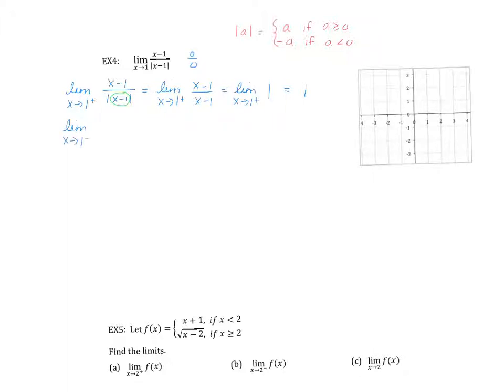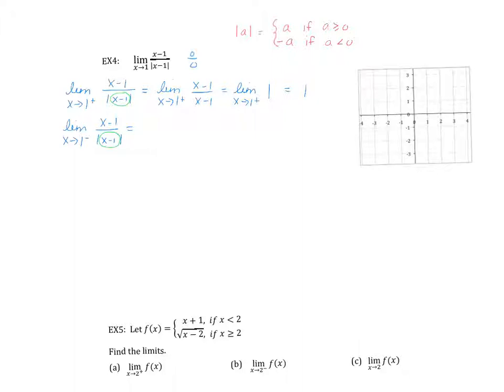So recall previously the limit exists if when you come in from the right and the left you get the same number. So let's see if I get 1. So it's x minus 1 over the absolute value of x minus 1. So now we have to think about this. If I come in from the left, I'm plugging in values for x that are less than 1. So what's in the absolute value is going to be negative.